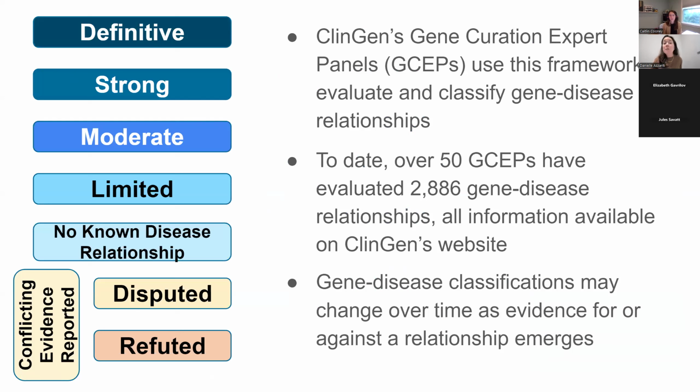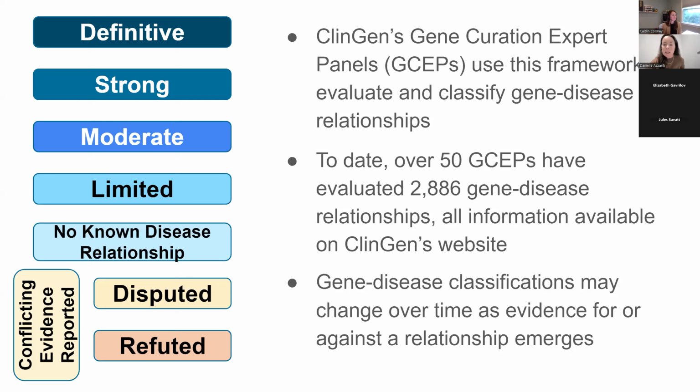To date, over 50 of these gene curation expert panels have evaluated over 2,800 gene disease relationships, which sounds like a lot, and it is, but I'll put the caveat now that we still have a lot of work to do. There's a lot of genes that we haven't curated yet, but we have our sights on doing them.